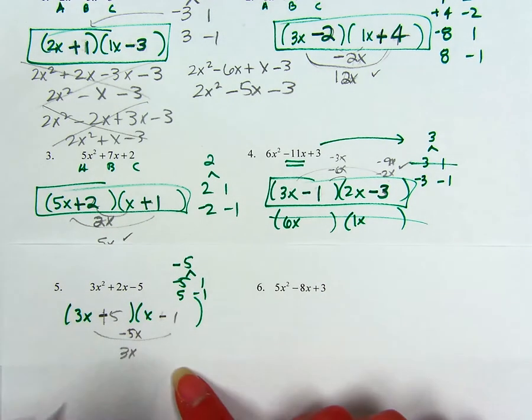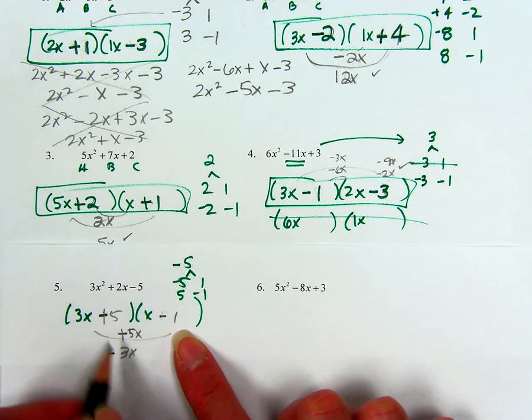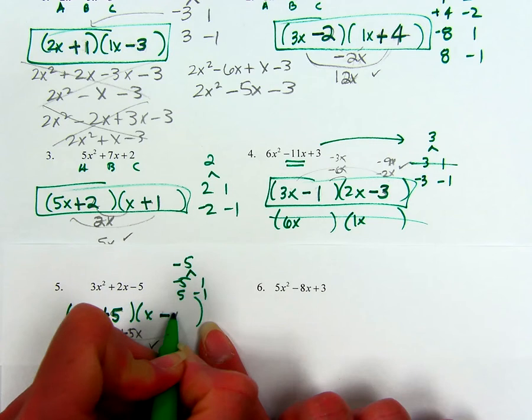All right, so let's double check now. This should give me negative 3x, and this should give me positive 5x, and when I add them, I get positive 2x. So I know it should be 3x plus 5 and x minus 1.